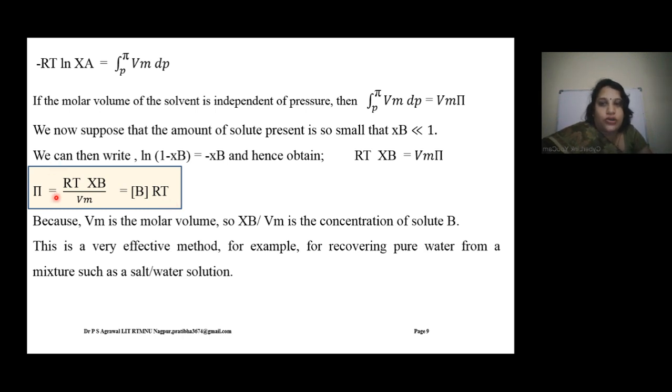Vm is the molar volume. So xb upon Vm is the concentration of the solute B. When a pressure exceeding the osmotic pressure pi is applied to the solution, the chemical potential of the solvent can be made to exceed that of the pure solvent on the other side of the membrane, causing reverse osmosis. So this is a very effective method, for example, in recovering pure water from a salt solution mixture. It is used in many places and has many applications also.